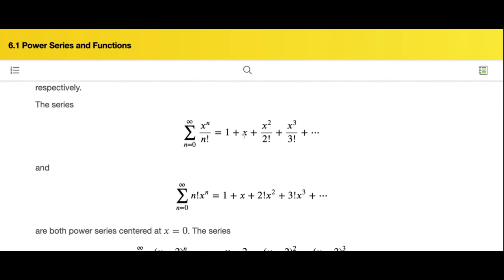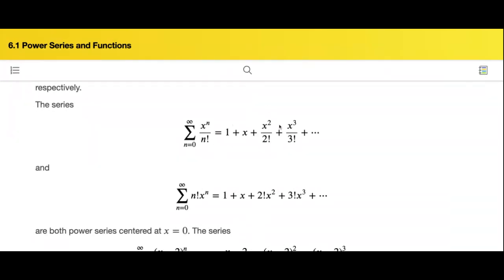And in this series, we have x^0, x^1, x^2, x^3, and so on. So it's a polynomial series, and now it's a power series. And this one will have n factorial times x^n. Well, n factorial is just the cn term. If we write a couple of terms, we have 1 plus x plus 2 factorial x squared plus 3 factorial x cubed, and so on. It is also a power series.